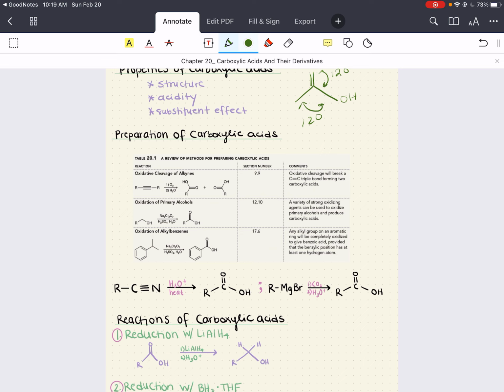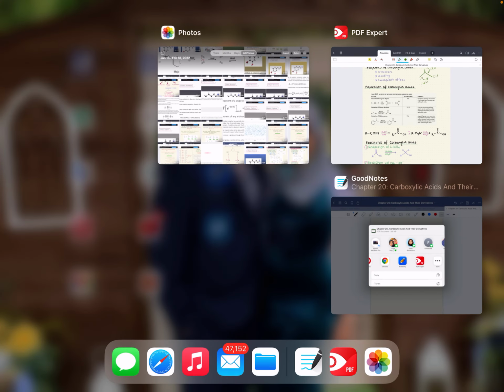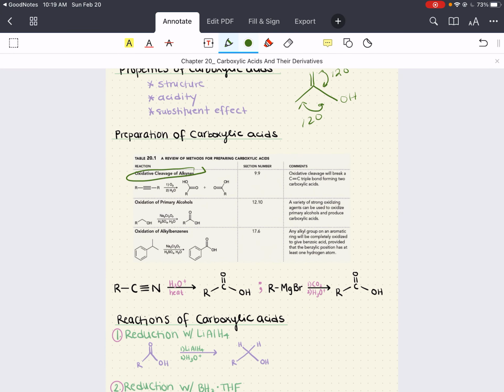Now, as for review, you can prepare carboxylic acids via oxidative cleavage of alkenes. So, oxidative cleavage is going to break that double bond, and it's going to form as a consequence carboxylic acids. And the reagents you need for this are O3 and water. Now, another way to prepare carboxylic acid is oxidation of primary alcohol.